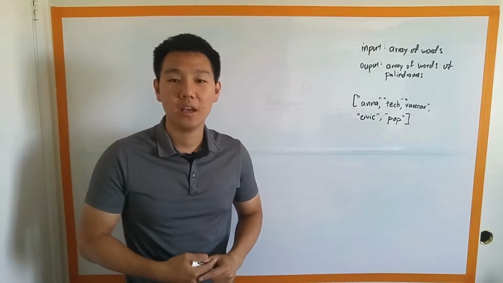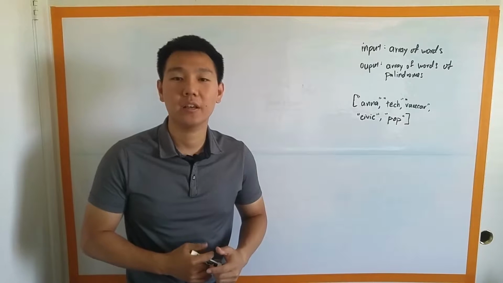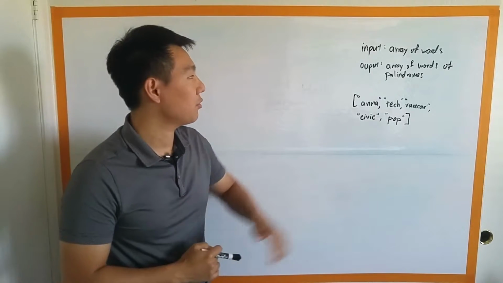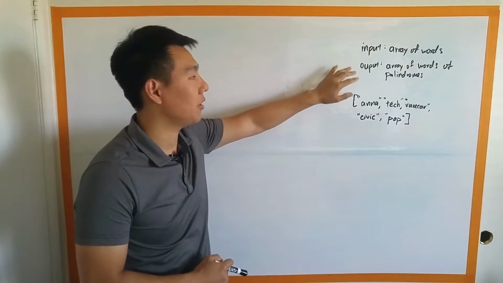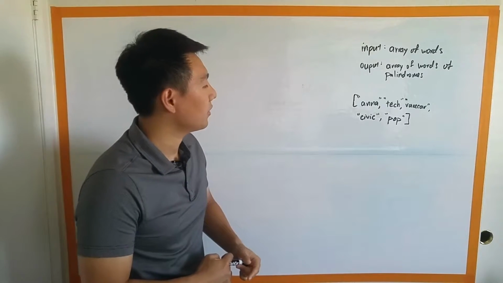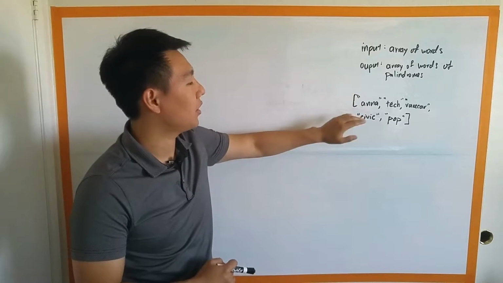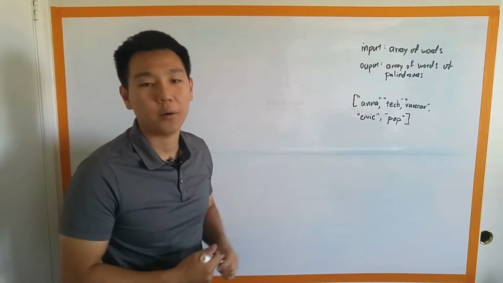My name is David Kim, and today we're going to go over a question that is fairly common. It is going through an array of words and outputting another array of words, but only keeping all the palindromes. And so, what's a palindrome? It is a word that is spelled the same forward and backwards.